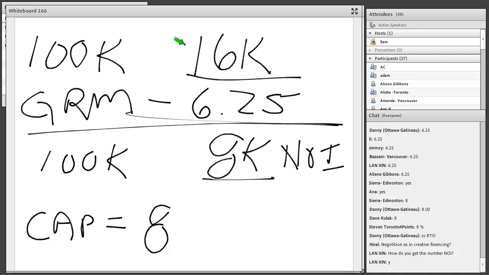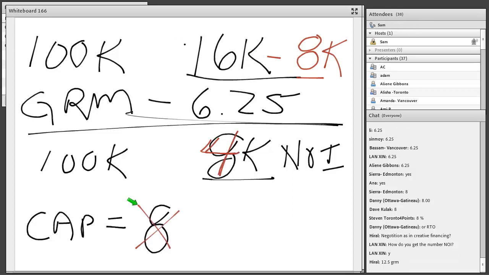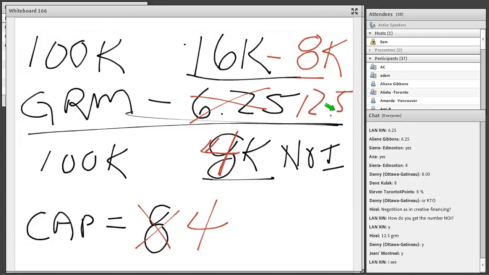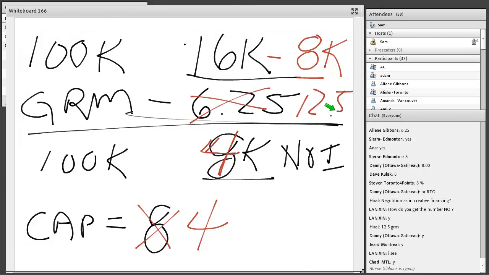Because if this was 1,000K and the gross rent came in at 8K, what would that mean? If this 16K now became 8K a year, well, I've got to split this by 50%, so this becomes 4K net operating income. Cap rate becomes 4. That's a problem. Yeah, the GRM jumps to 12.5. So the higher the number, the worse it is for profitability for us. Okay, does everybody see that? Good.